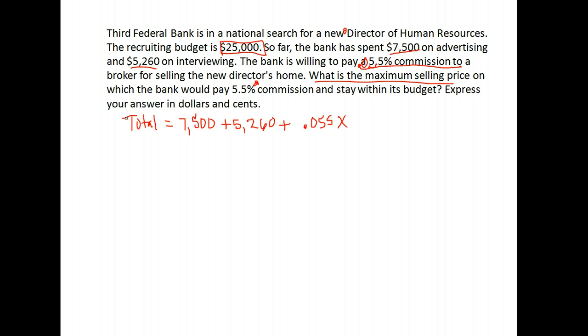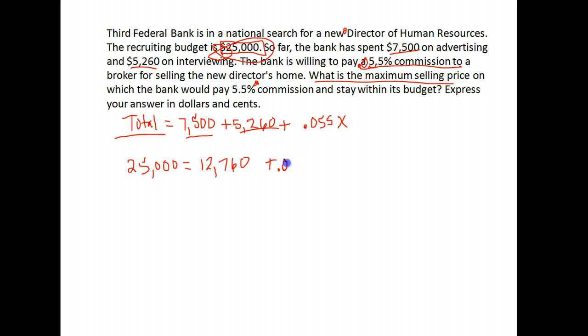So if we come back over here to the total, they told us the total was $25,000. That's the maximum they're going to pay. So now we have a problem that looks like this. I'm going to go ahead and add these two values, the 7,500 and the 5,260 together, because they are just numbers, so we can do that. Neither of them had an X. And we get a total of 12,760.